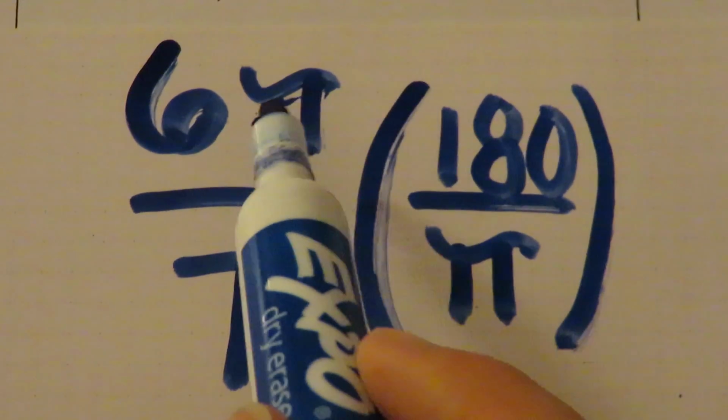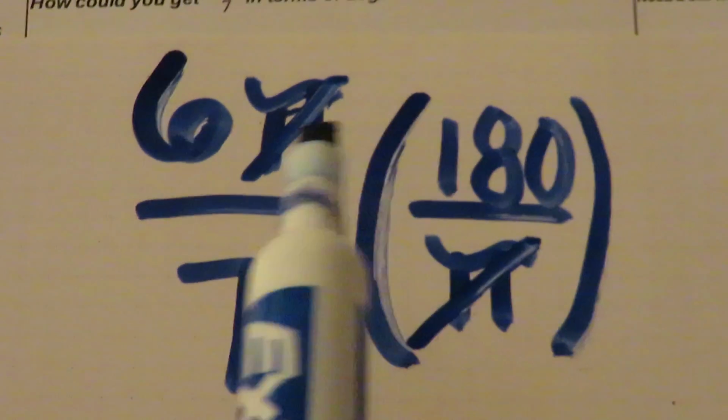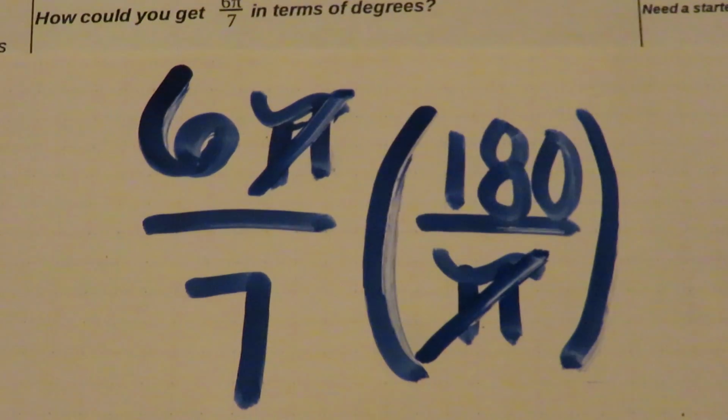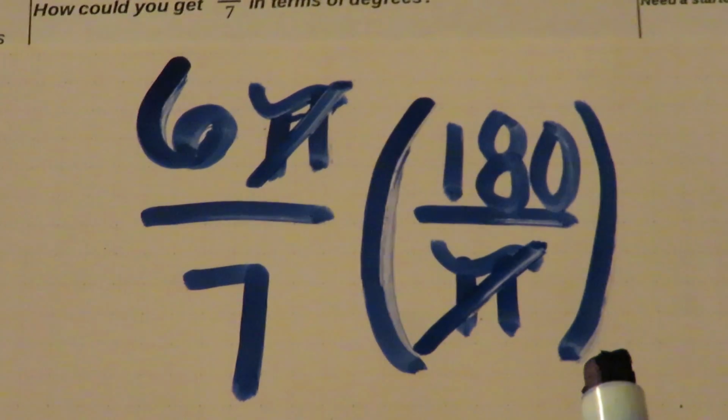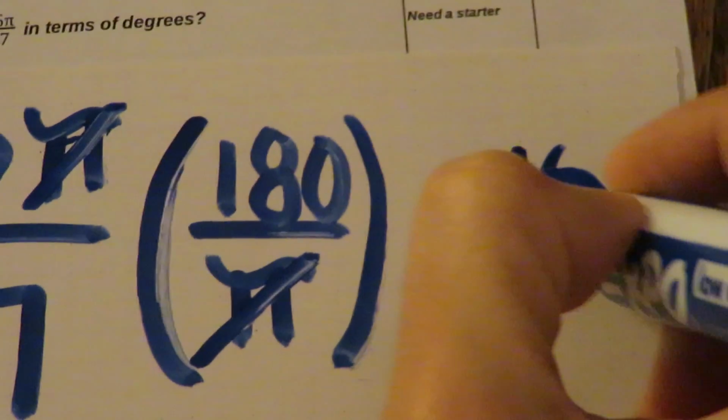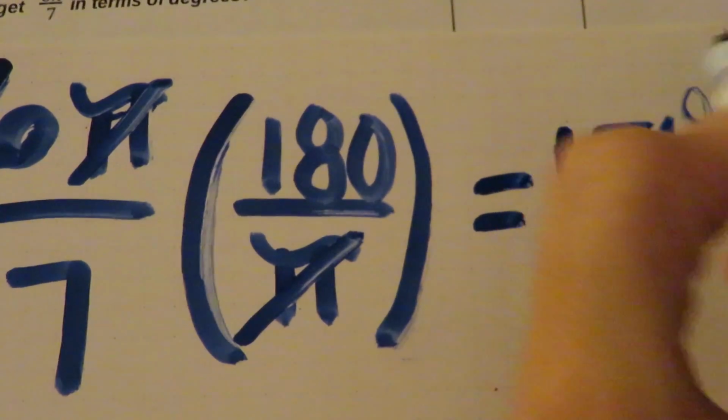So when you do that, right away you can cancel out the pi that's on the top and the bottom, and you've got 6 times 180 divided by 7. And if you put that whole thing into your calculator and round it, you'll come out with 154 degrees.